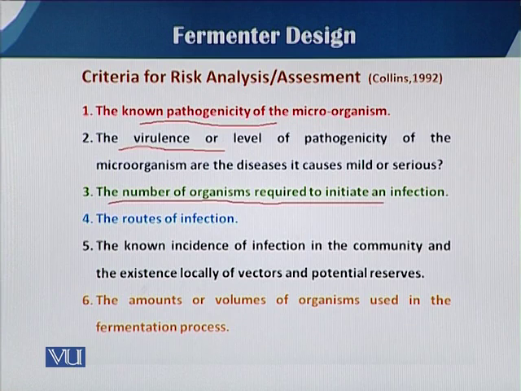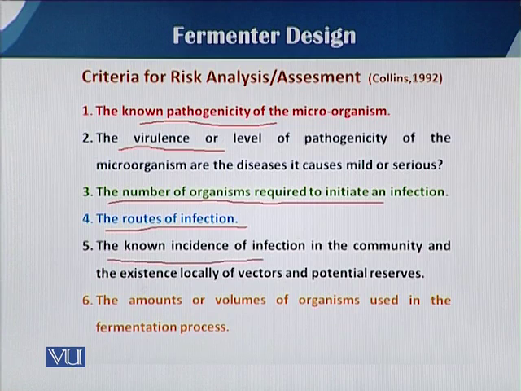If the organism is a pathogen and the level of virulence is very serious, then we should know how many cells are required to initiate the infection. For an organism like Salmonella, even 1 or 2 cells are sufficient to start the disease. The fourth criterion is the route of infection. What is the route? Either direct blood contact, inhalation through air, or food items, etc. We should know the route of infection by which that organism causes the disease.